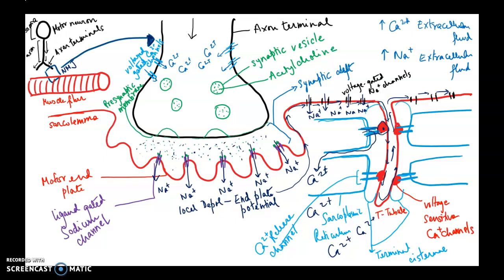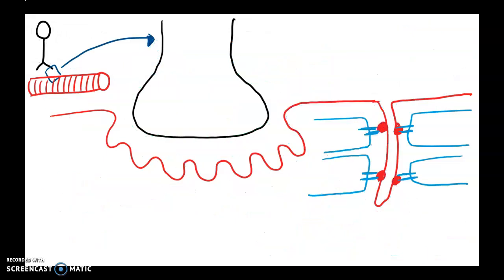So let's do this again. So here we have an action potential coming to the axon terminal. As the action potential reaches the terminal button or the axon terminal, these gates open up. What are these gates called? Yes, they are voltage gated calcium channels. They open and calcium comes in, right?